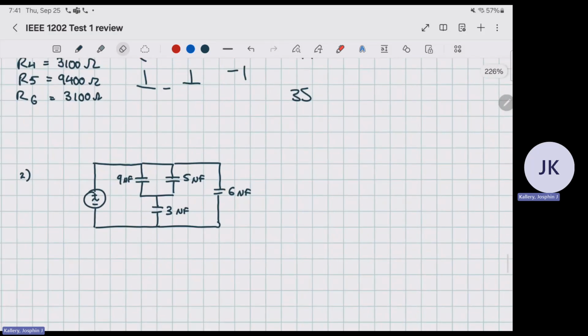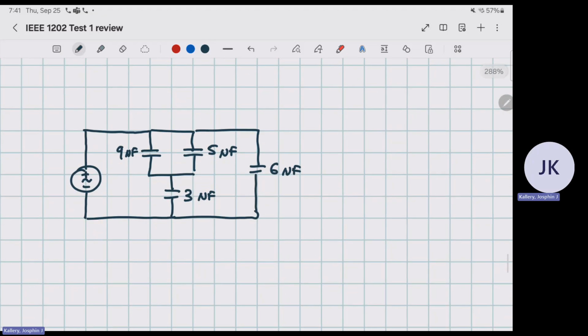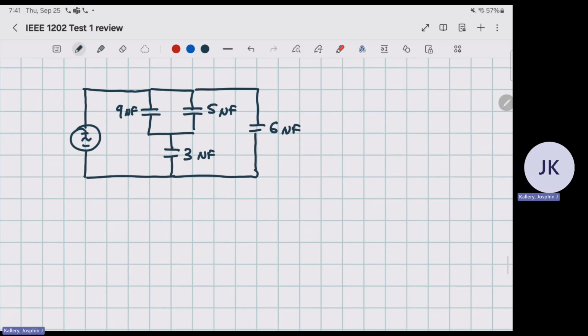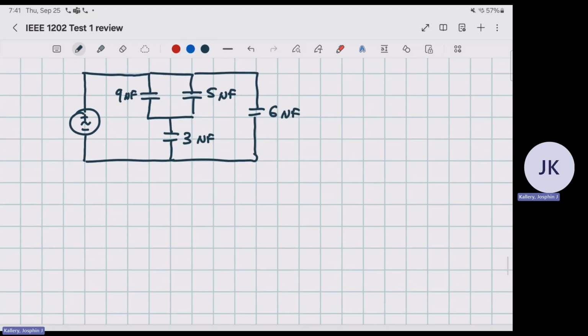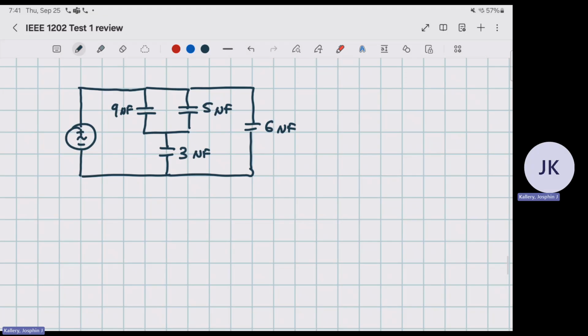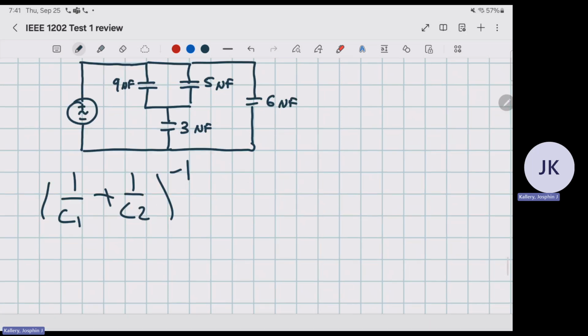All right, so our next problem is finding the equivalent capacitance. Capacitors are the opposite of resistors. So to find capacitors in series, you'll do 1 over C1 plus 1 over C2, and then you'll invert it. And for finding them in parallel, you can just do C1 plus C2 plus Cn. Okay.